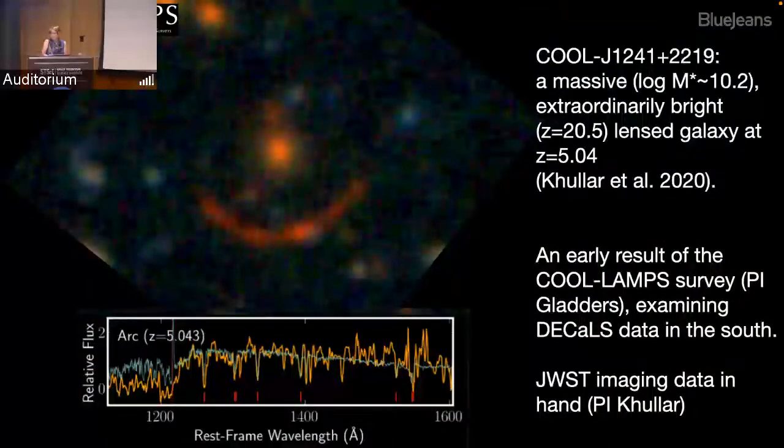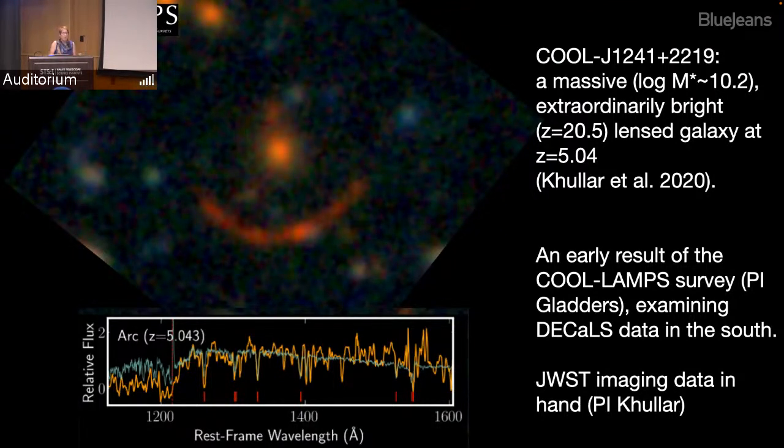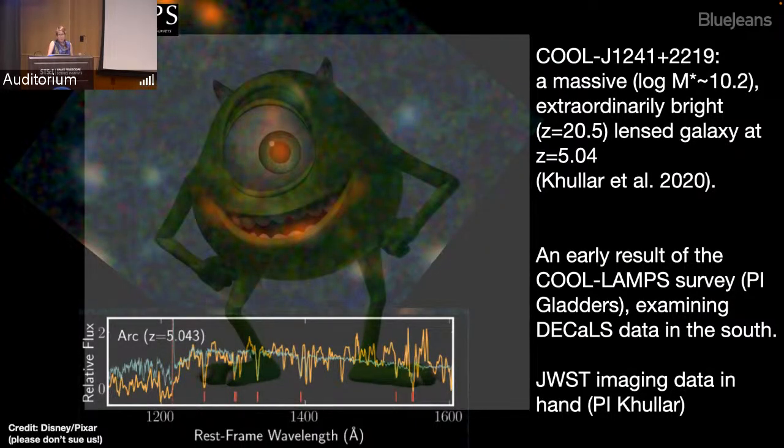This is the last cycle 1, and then I'll have 10 seconds to talk about cycle 2. So this is a Redshift 5 galaxy, one of the most massive galaxies known at Redshift 5, discovered through cool lamps. Gaurav Colors, the PI of that program, to help wake you up. We've been calling it the Mike Wazowski arc for kind of obvious reasons. And now, please don't sue us, Pixar Disney, Pixar, thank you.